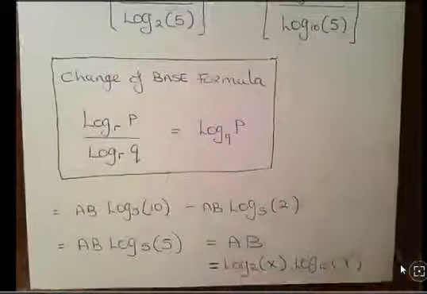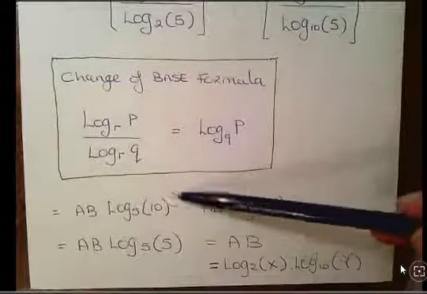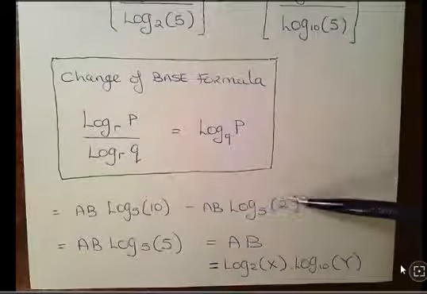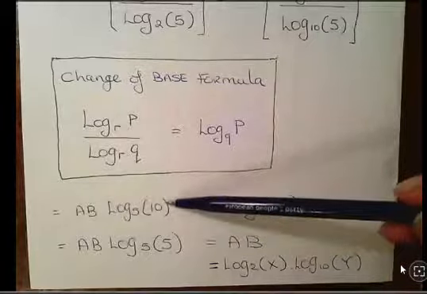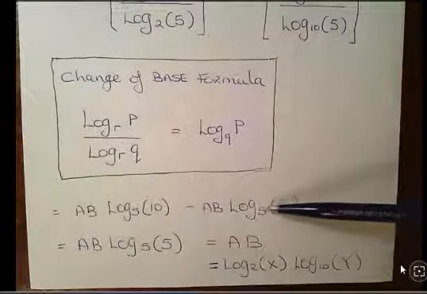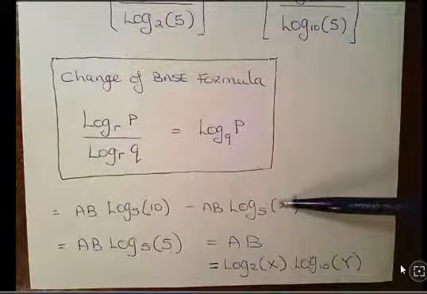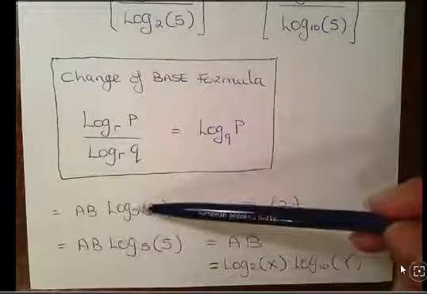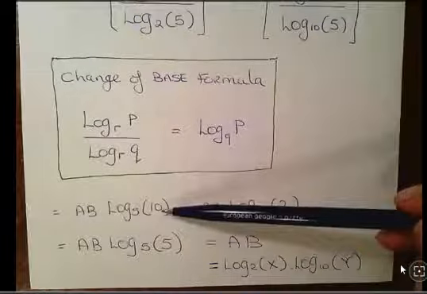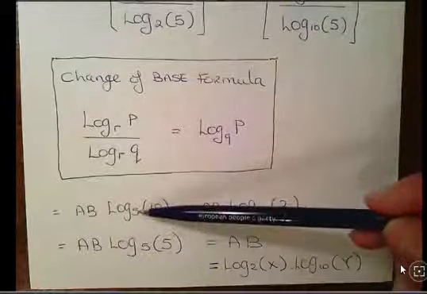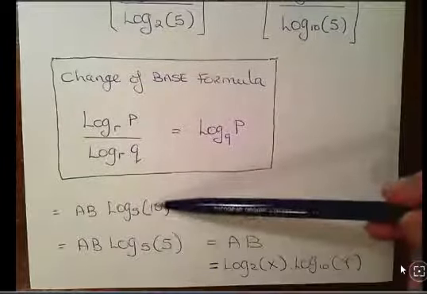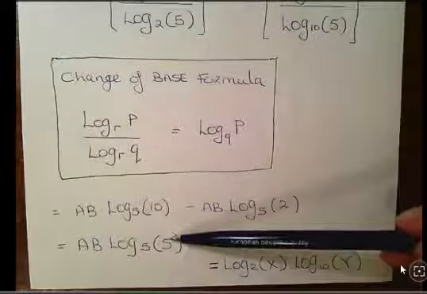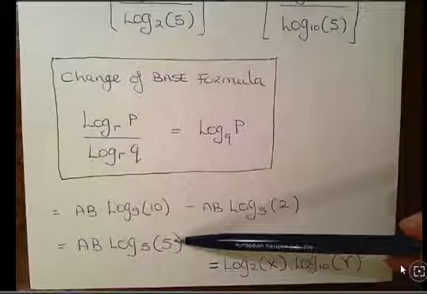And now we've broken the back of it, essentially. So we have AB times log of 10 to the base 5 minus AB times log of 2 to the base 5. I'm going to take AB out altogether, so I'm just going to factorize, or simplify it. So essentially, log of 10 to the base 5 minus log of 2 to the base 5. That's just using the division, or subtraction, rule.